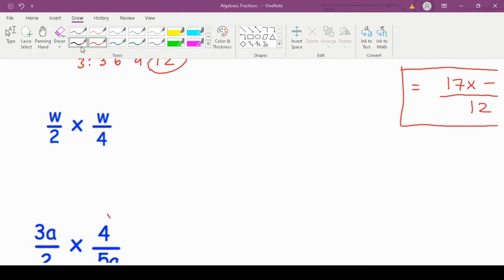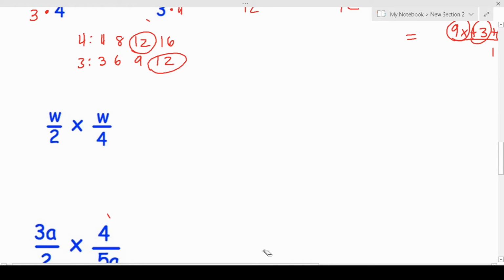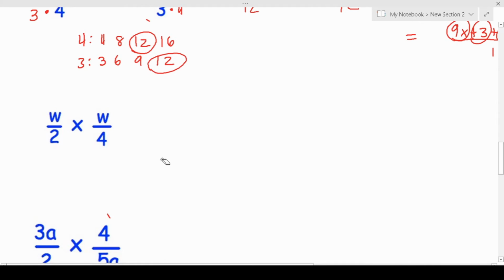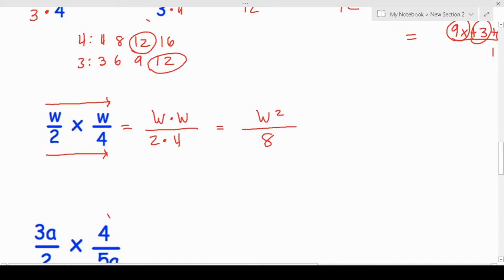Let me get it out of our way so we can work on this other example next. All right, in this example, you can see that we're multiplying algebraic fractions. And as you may recall, in order to multiply fractions, you just multiply straight across. So in this case, we're just going to multiply the numerators and then multiply the denominators. In other words, this is w times w over 2 times 4. W times w is w squared over 2 times 4, which is 8.